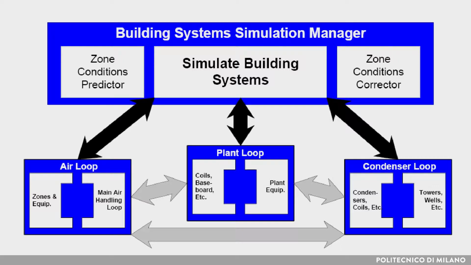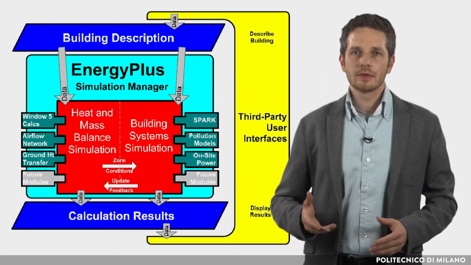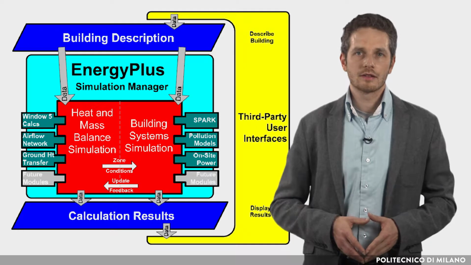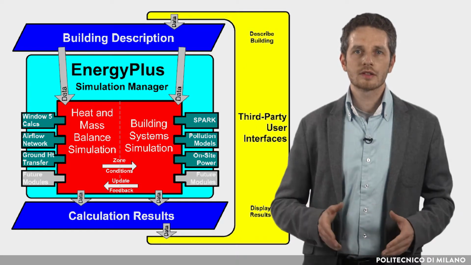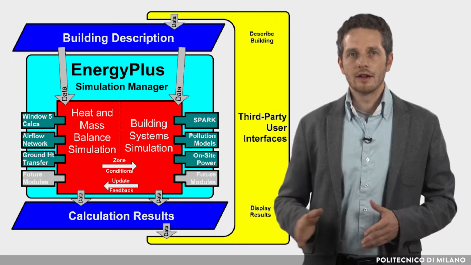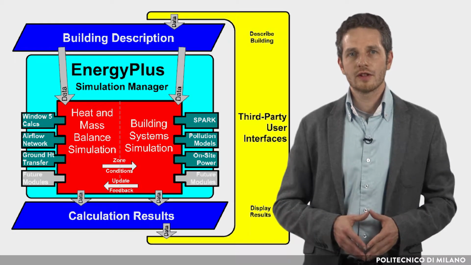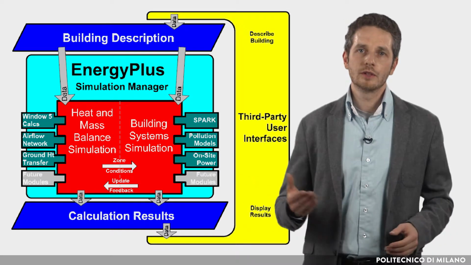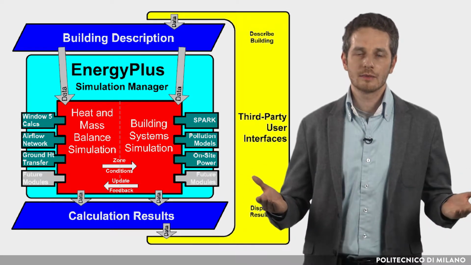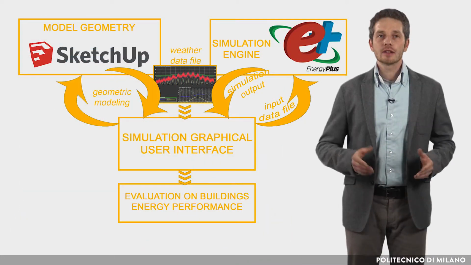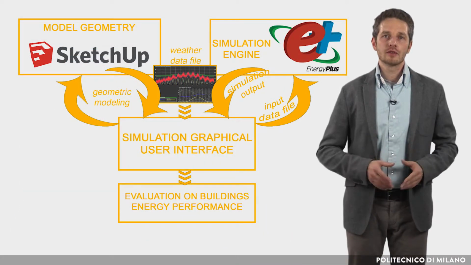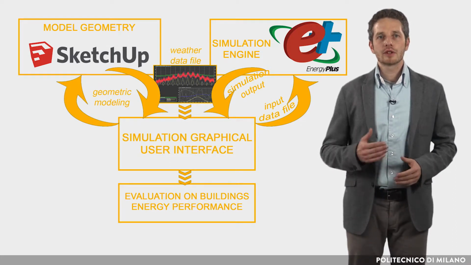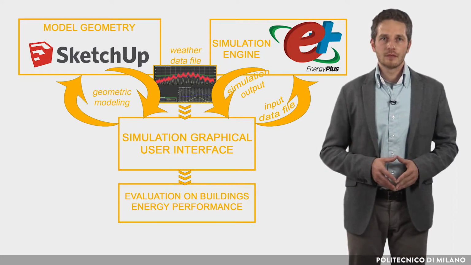Energy Plus has 2 basic components: a heat and mass balance simulation module and a building system simulation module. The heat balance module manages the surface and air heat balance and acts as an interface between the heat balance and the building system simulation manager. Since Energy Plus is only a simulation engine that requires a text input data file, some user interfaces are necessary.